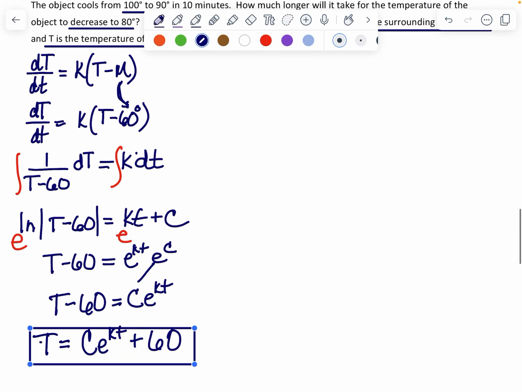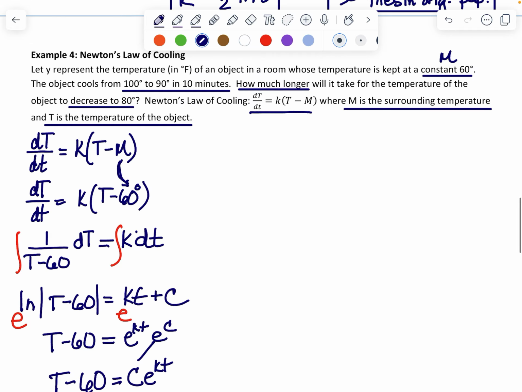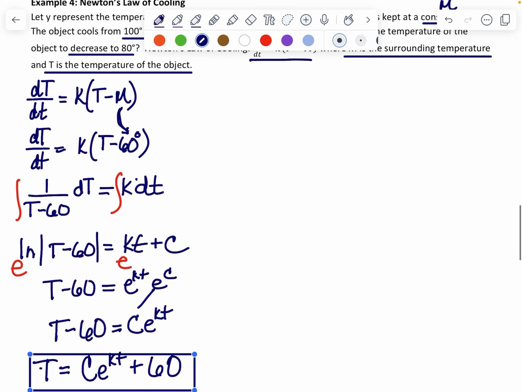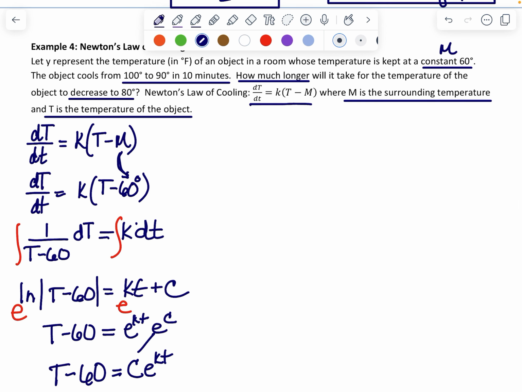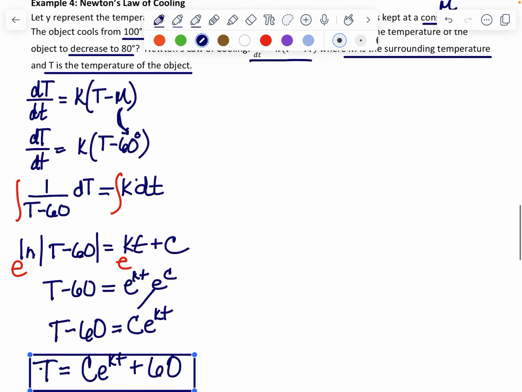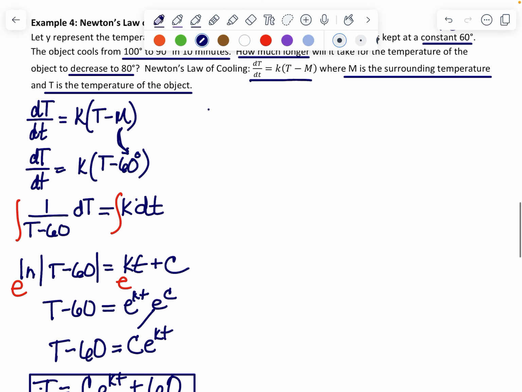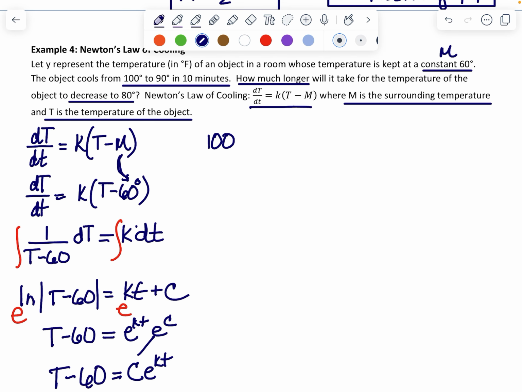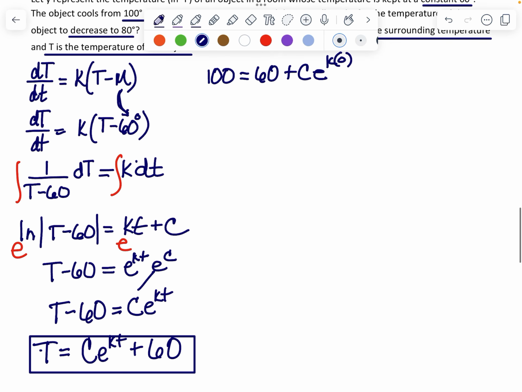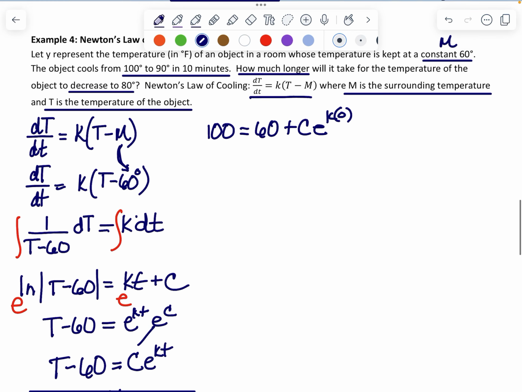So let me see. Now that's our equation, right? Now we're going to substitute into that because we know some things. We know that the temperature is 100 degrees and it's going to go to 90. We still have our 60 in there. The object cools from 100 to 90, so initially it's 100. So you have 100 is equal to, I'm going to put the constant first, 60, plus C e to the k times the time, which is 0. I did change the order there and put the 60 first.